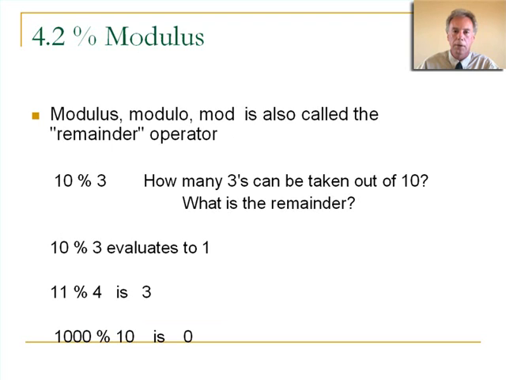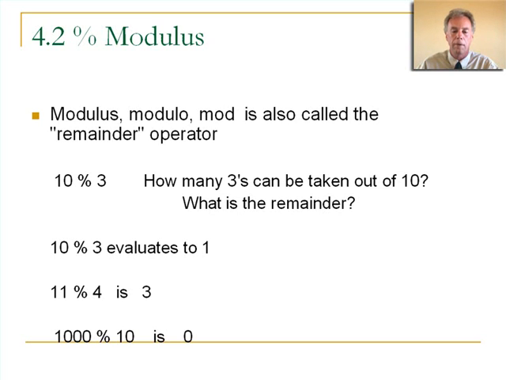Let's look at the modulus operator. The sign, the operator, is a percent sign. It has nothing to do with percentages. Sometimes people will call this modulo and sometimes just mod, but it doesn't have anything to do with percentages. People call this sometimes the remainder operator. 10 modulus 3, or 10 mod 3. Think of this as how many 3's can be taken out of 10, and what's the remainder?